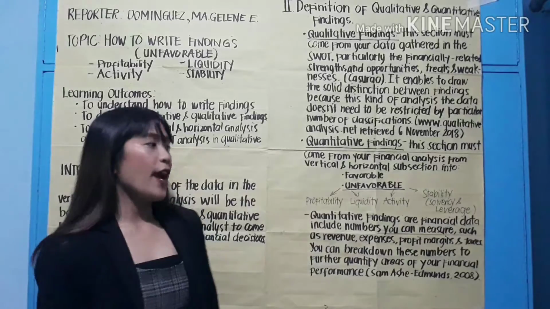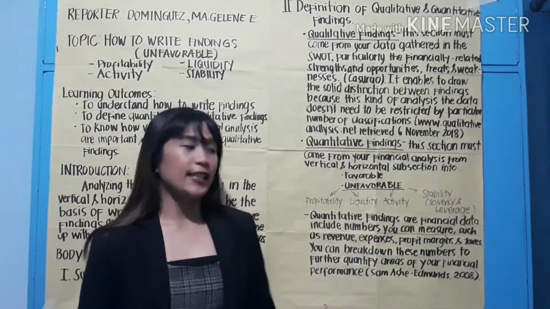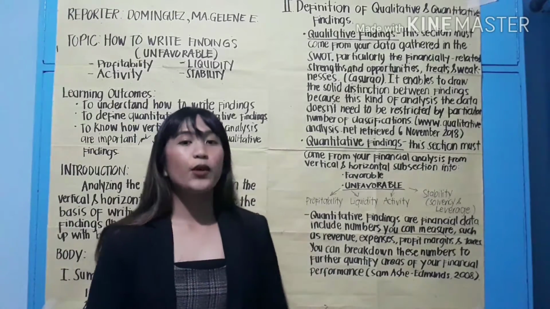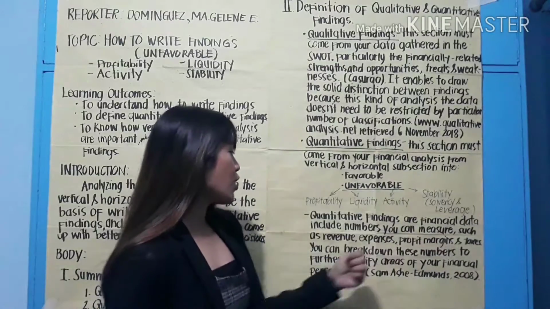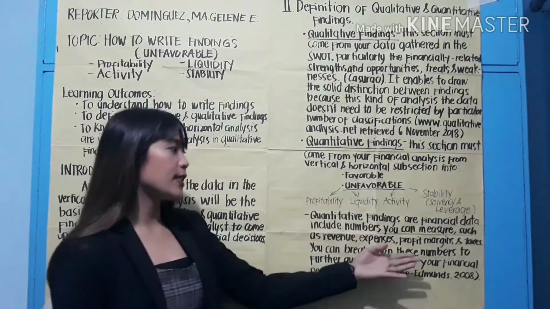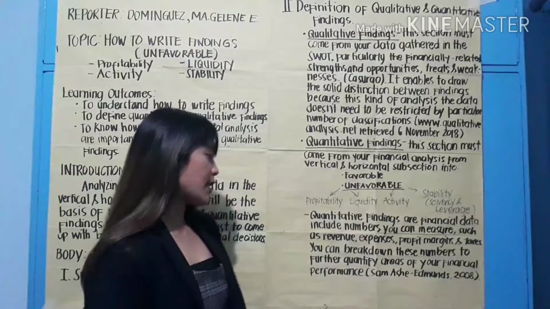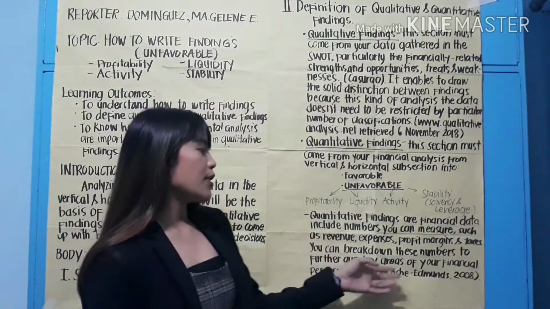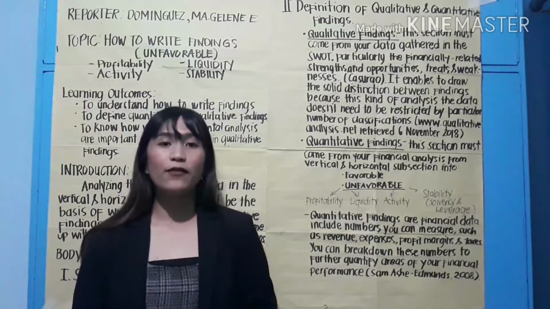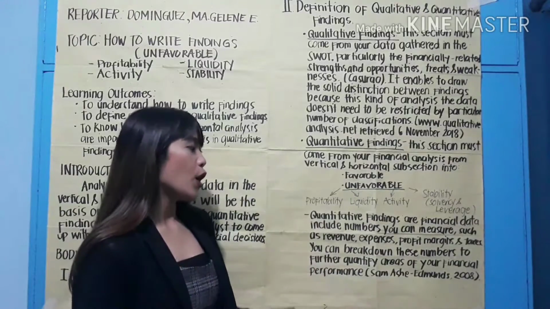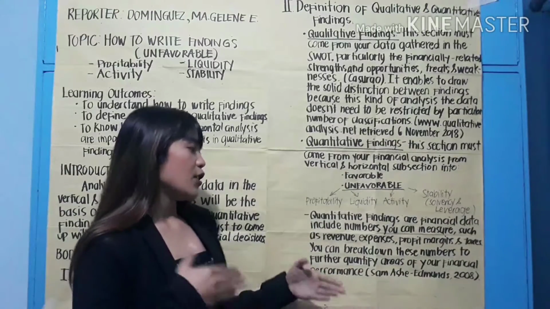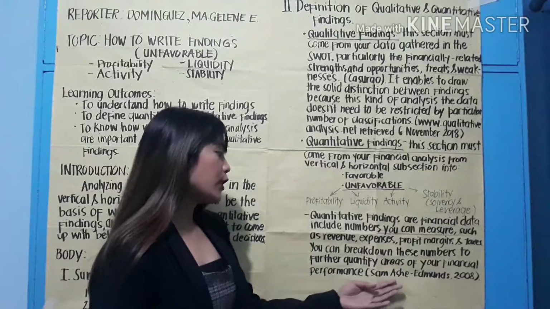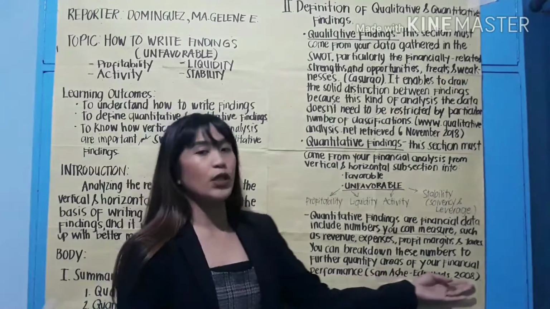The quantitative findings are those financial data that include numbers you can measure, such as the revenue, expenses, profit margin, and taxes. You can break down these numbers to further quantify your areas or to prove those findings in your financial performance, according to Sam Ashe Edmonds 2008.